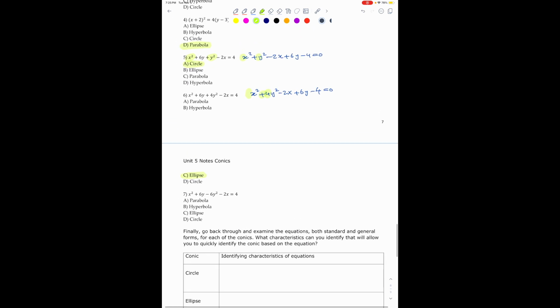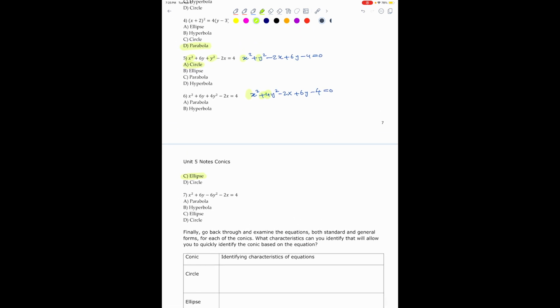It is not a circle because the coefficients are not equal. It is not a hyperbola because the sign is positive in between the x term and the y term. It is not a parabola because both x and y are squared.